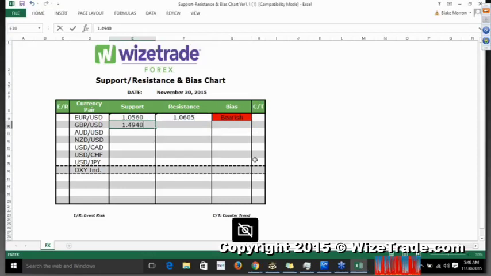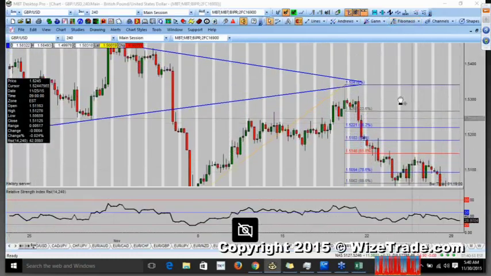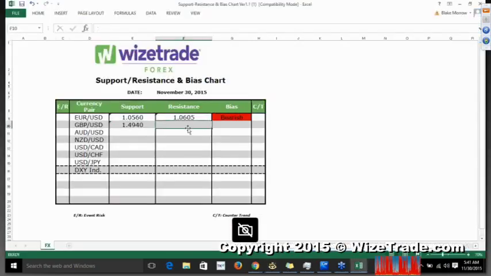1.4940. Okay, so resistance. I'm trying to imagine what's going to take this downside pressure off the cable, and at this point, you can see just in this 4-hour chart, we can't. The spike couldn't get us back above 1.5050. That low there is at 1.5053. So 1.5050, that's resistance right now. And it is bearish.